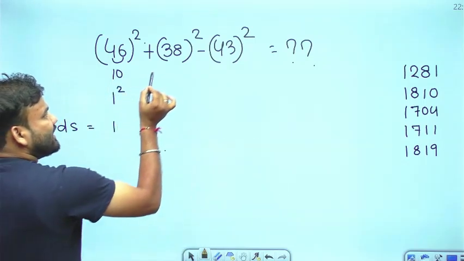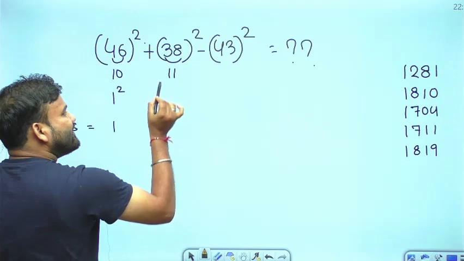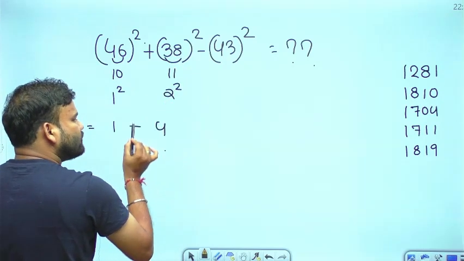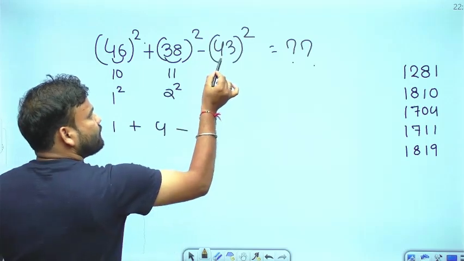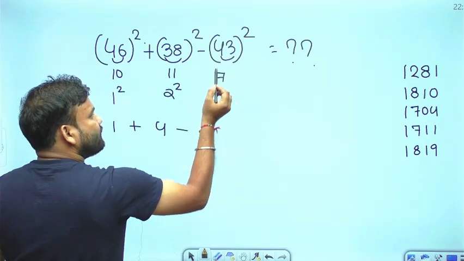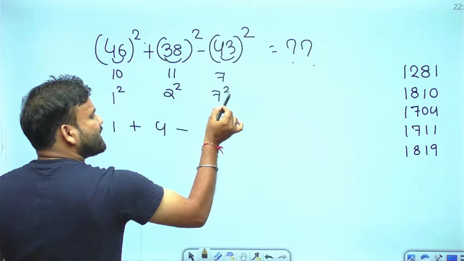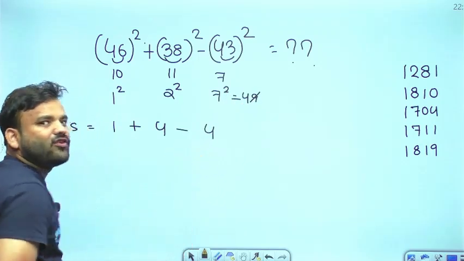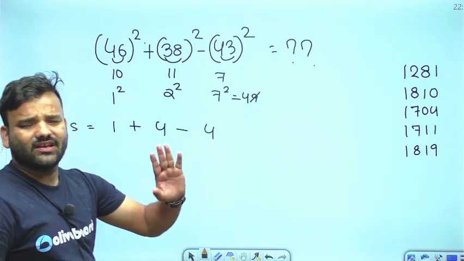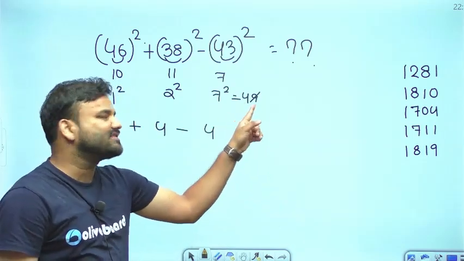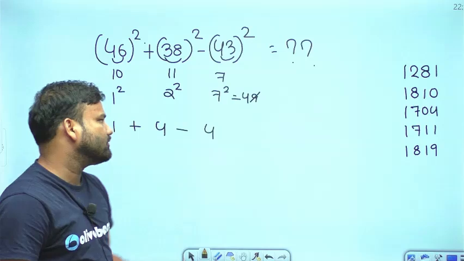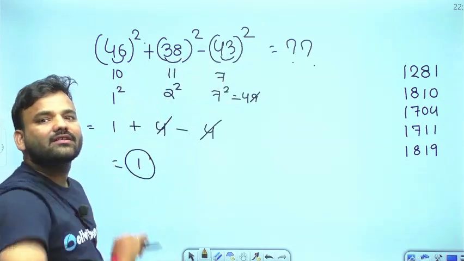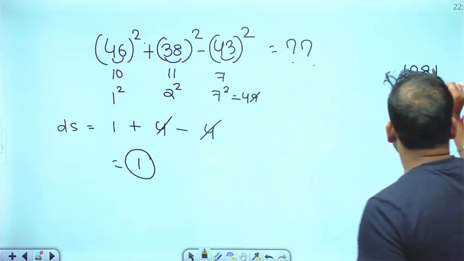What about this? 8 plus 3 is 11. 11 has a digit sum of 2. And 2 square is 4. So 1 plus 4, minus of 4 plus 3 is 7. 7 square is 49. 49, 9 eliminated means 4. If you don't want to eliminate 9, no worries. 4 plus 9 is 13. 13 means 1 plus 3 is 4, 4 and 4 eliminated, that is 1. It means I will be hunting for 1. Let's hunt for 1.